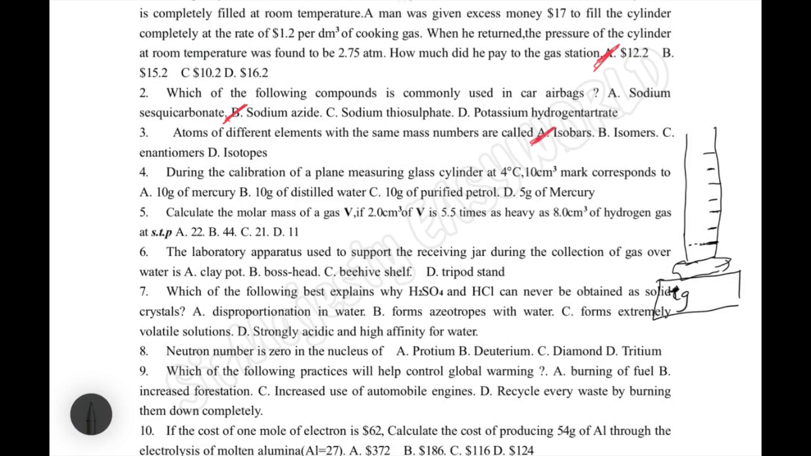So you can use pure water to calibrate your cylinder, taking a look at the density. Remember, in your solubility, this is also why 1000 grams of water is equal to 1000 cm cube of water. So that's the explanation. The answer to that is B, 10 grams of distilled water. The 10 cm cube mark corresponds to that. Mercury is heavier, so the answer should be B.